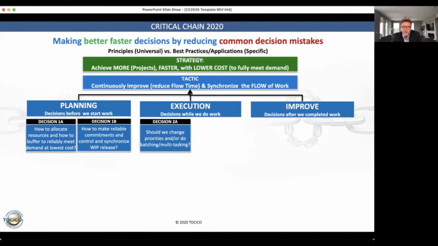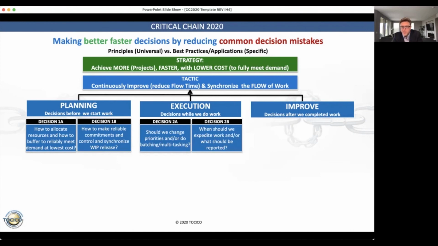On the execution side, the first major category of decision is, how are we actually going to do the work? Are we going to change the priority based on some local consideration or some global consideration of the work that's arriving? We might decide to either process it in the sequence that it arrived, or we might decide to change the sequence of arrival. How do we make that decision? And secondly, are we going to be batching or multitasking, or literally taking it one at a time?